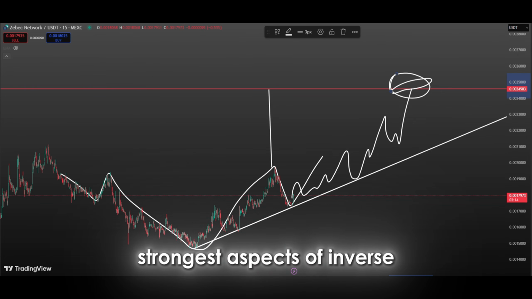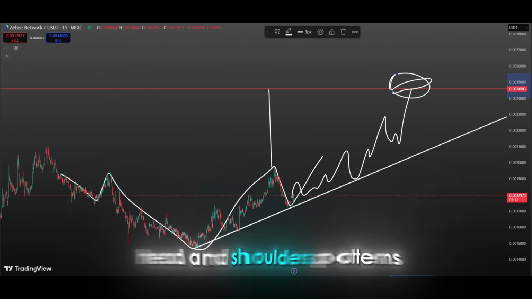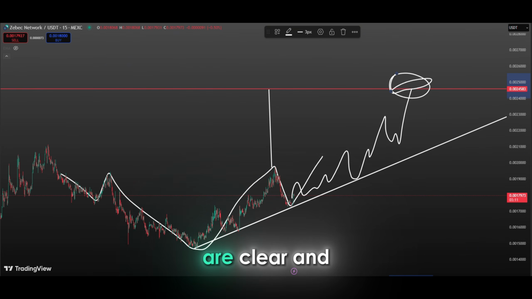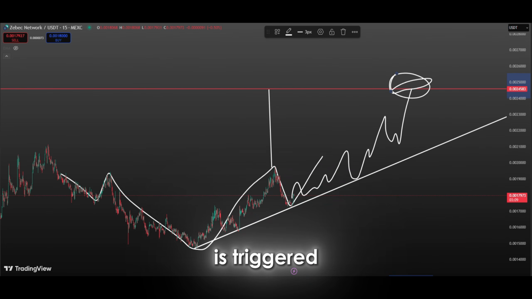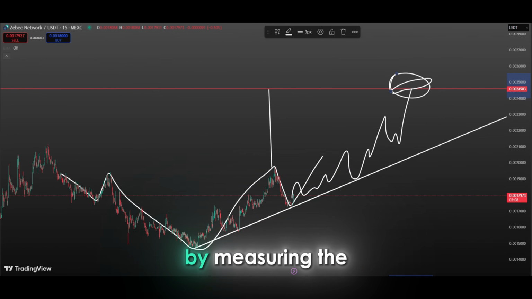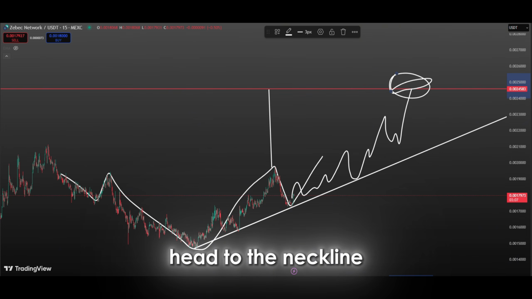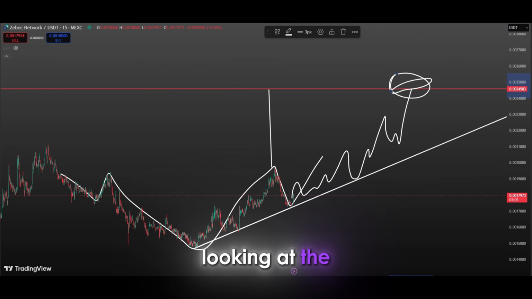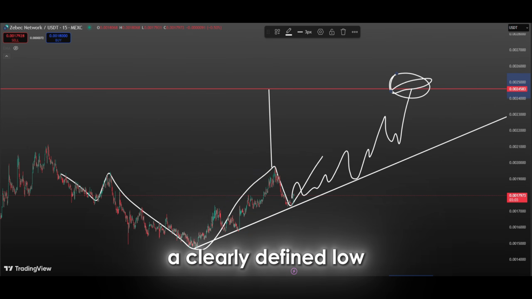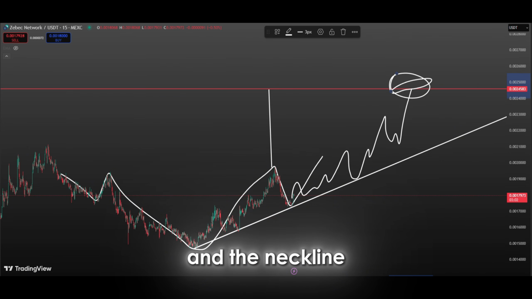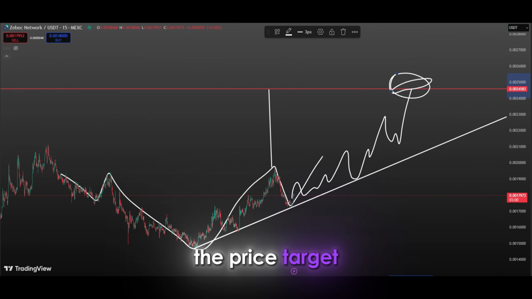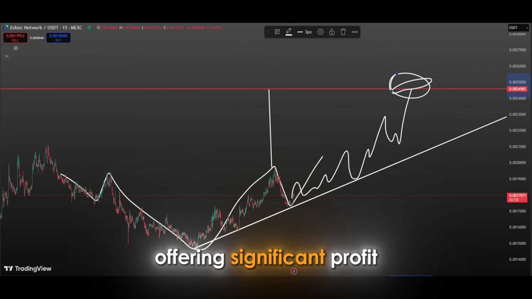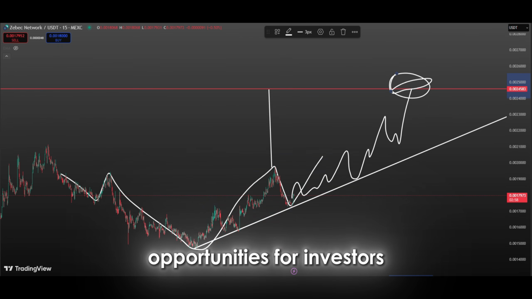One of the strongest aspects of inverse head and shoulders patterns is that their bullish targets are clear and technically measurable. Once this pattern is triggered, the target is typically projected by measuring the depth from the head to the neckline and then applying that distance upward from the breakout point. Looking at the current structure, the head has a clearly defined low, and the neckline can also be drawn precisely. This means that when the pattern is completed, the price target is relatively high, offering significant profit opportunities for investors.